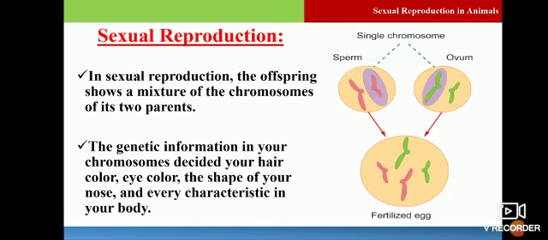So in sexual reproduction, the offspring, meaning the children, show a mixture of chromosomes of its two parents. Half of the quantity of the DNA will be received from your father and the other half will be received from your mother. The genetic information in your chromosomes decides your hair color, eye color, the shape of your nose, and every characteristic in your body.